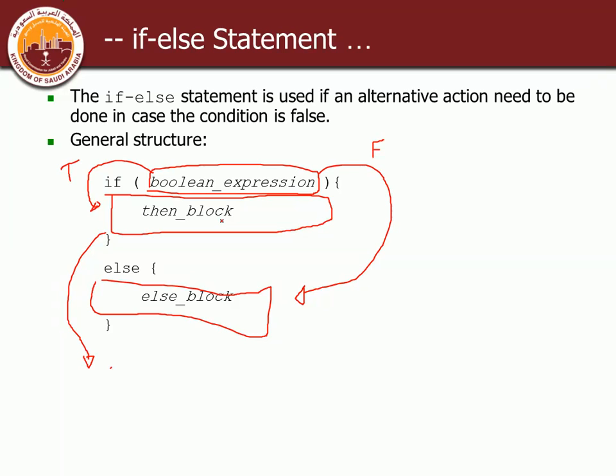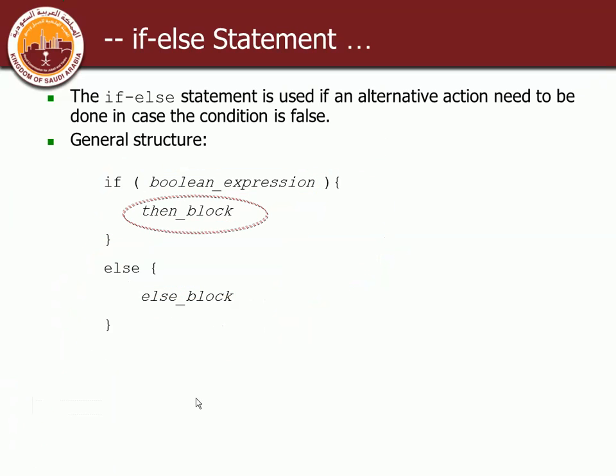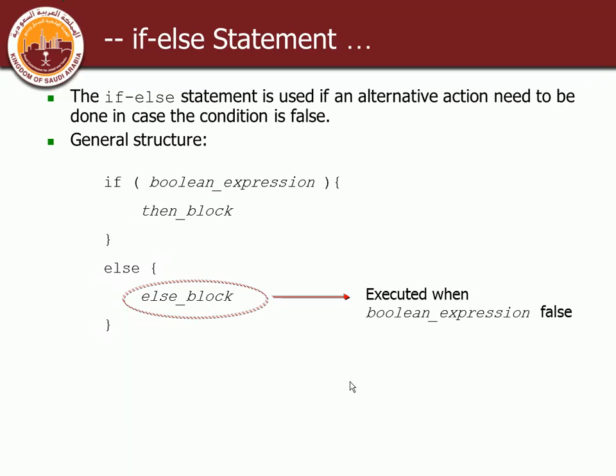Like the example that I told you, we calculate the average. If the average is less than 60, we're going to display you failed. And if it's greater than 60, we're going to display you succeeded. We're not going to be displaying you failed and you succeeded at the same time, because you failed is somewhere here and you succeeded is somewhere here, for example. Two different blocks. So this is the general idea. The then block is going to be executed only if this Boolean expression is true, and the else block is going to be executed only when that Boolean expression is false.